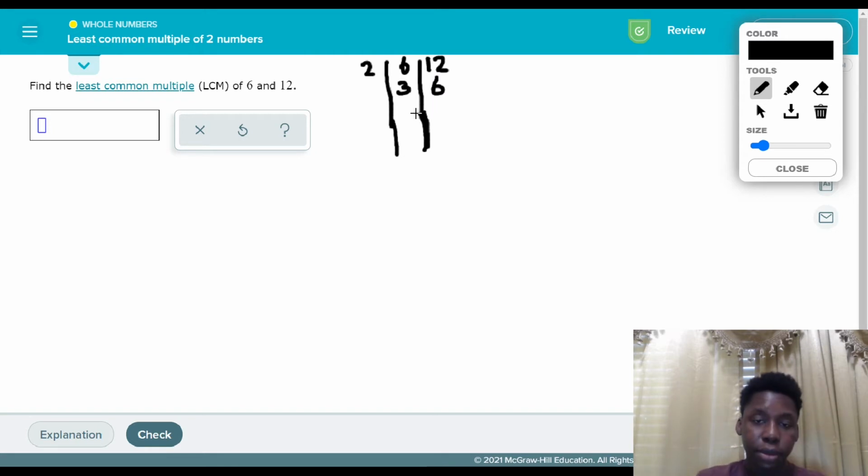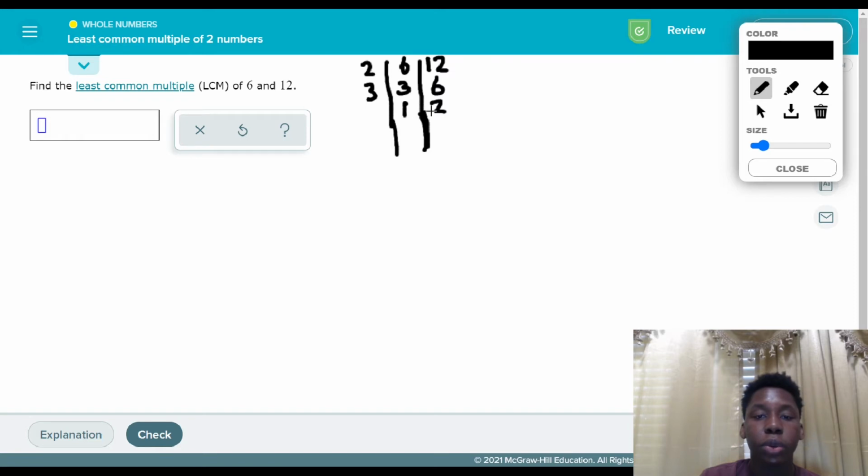Next step, I ask myself the same thing: what number can divide 3 and can also divide 6? 3 can divide 3, and 3 can also divide 6. So that's a 3 here. 3 divided by 3 is a 1, and 6 divided by 3 is 2. So we're done with that, and now we're left with 1 and 2.